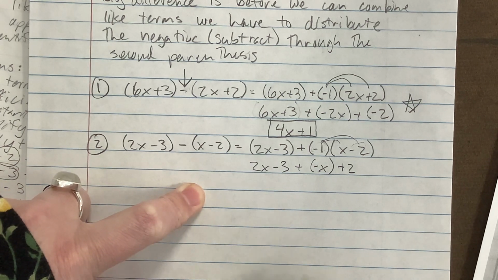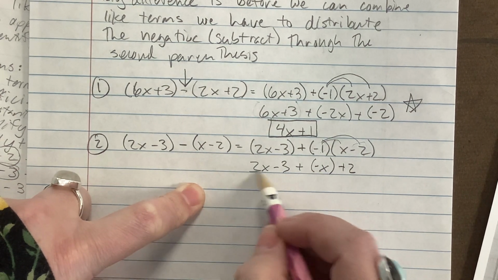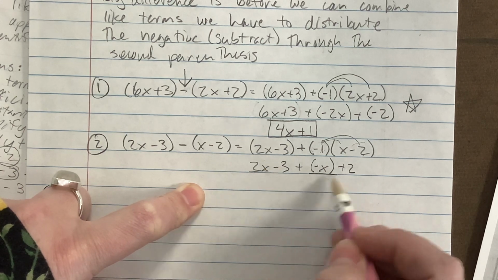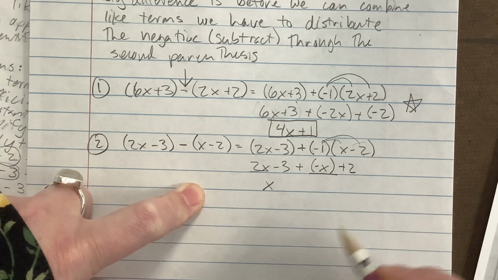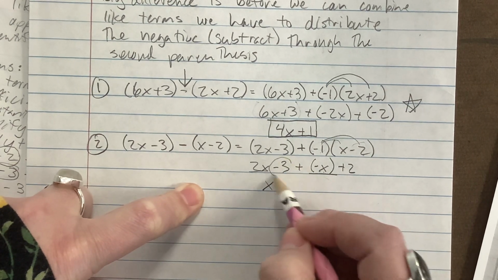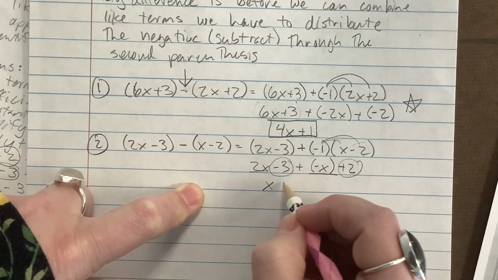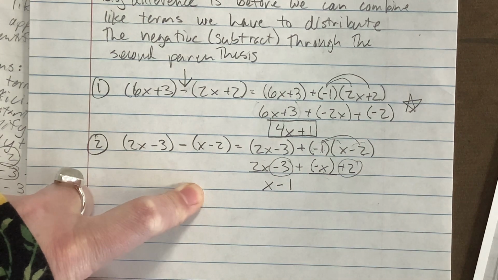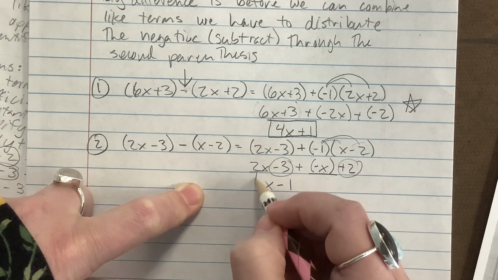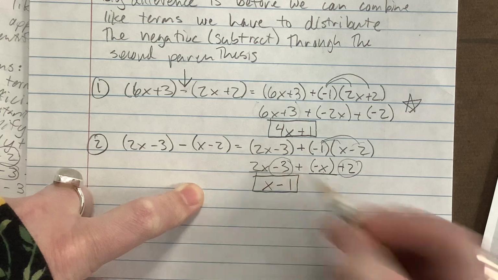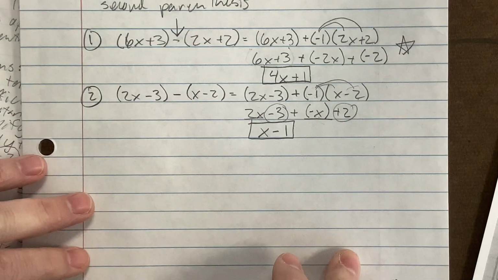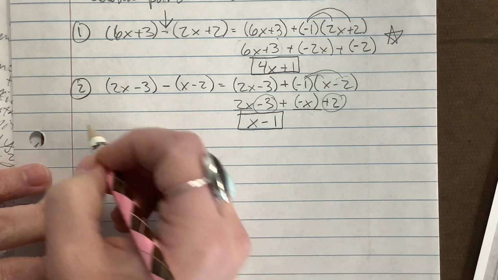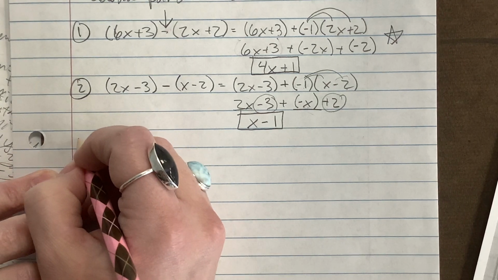Okay, from there, we can combine our like terms. 2x plus negative 1x leaves us with just x. And then we've got negative 3 plus 2 is negative 1, or minus 1. Hopefully you're seeing the pattern. We're going to need to do a lot of practicing on this to feel comfortable with it.